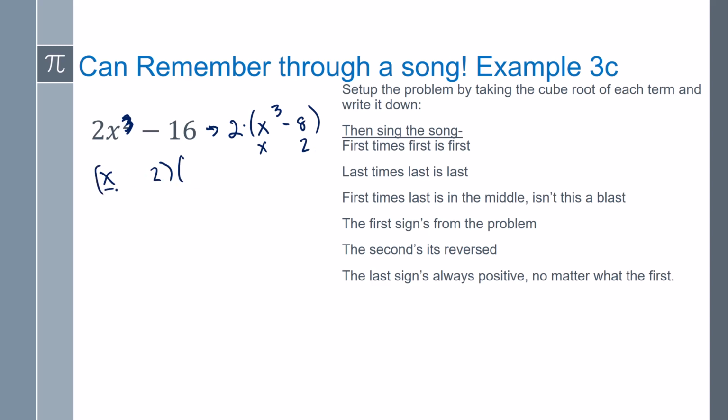First times first is first. Last times last is last. First times last is in the middle, isn't this a blast? The first sign's from the problem, so it's a minus. The second, it's reversed. The last sign's always positive no matter what the first.